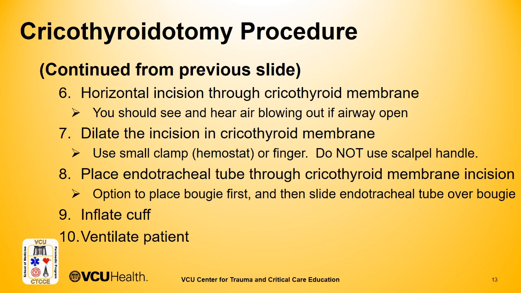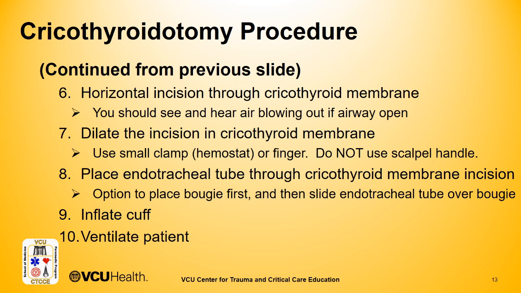But once you get down to the airway and you palpate that airway, that divot in between the two cartilage structures, you are going to turn your knife and make a horizontal incision through the cricothyroid membrane. This again is a controlled stabbing incision, and you make the stabbing incision and work horizontally across the membrane. You should see and hear air blowing out of the open airway.